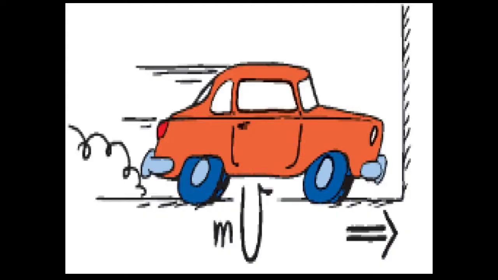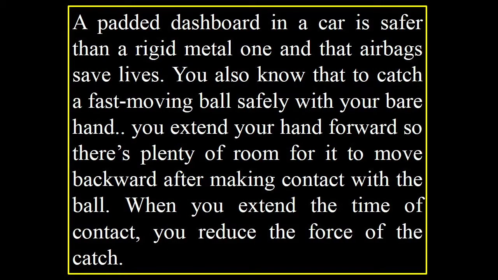What happens when this car that has a mass and a large V hits that wall? What's going to happen? It's not going to be pretty. It's going to be a small t, large F. A padded dashboard in a car is safer than a rigid metal one, and that airbag saves lives.